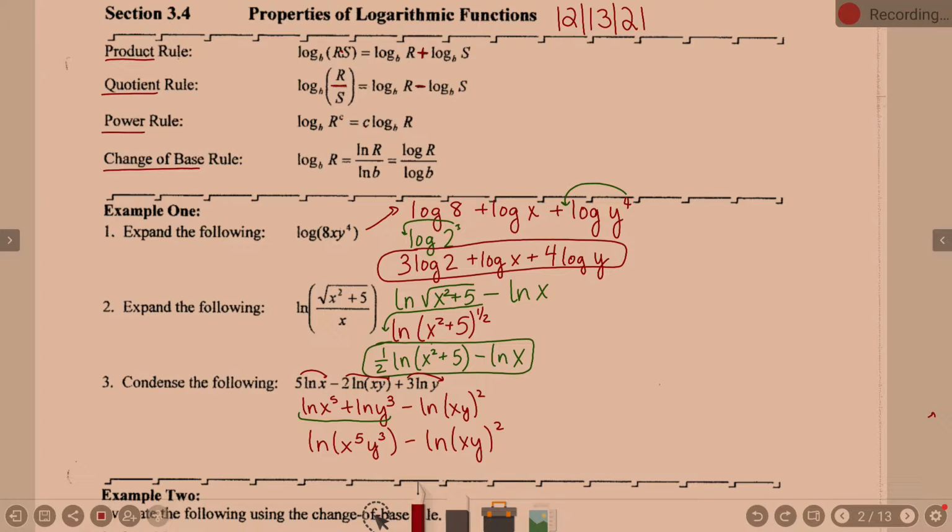Now, you see your division, yes? Two logs being subtracted can be rewritten as one log where the insides are divided. x to the fifth, y to the third, over xy. You know what I should probably do? What is xy quantity squared? x squared, y squared. Now, there's a reason I'm suggesting that I change that here.